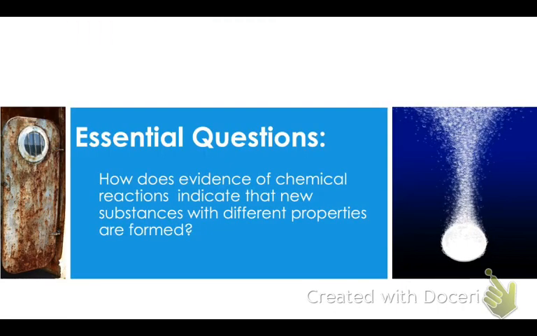Your essential question, so what you're going to be writing on the very top: How does evidence of chemical reactions indicate that new substances with different properties are formed? Go ahead and pause the video here if you're still writing.